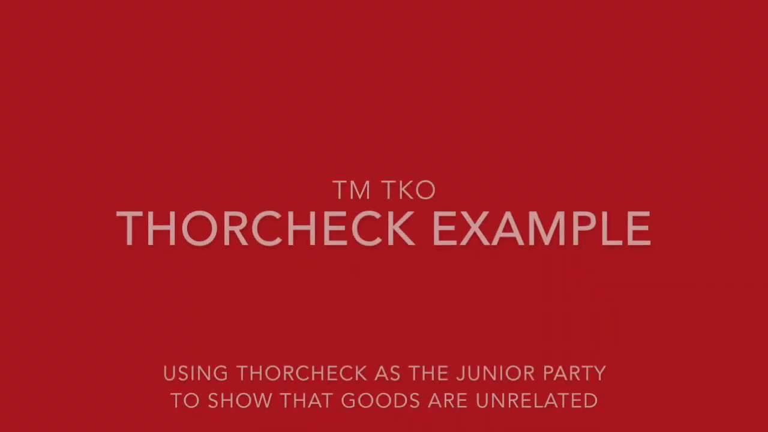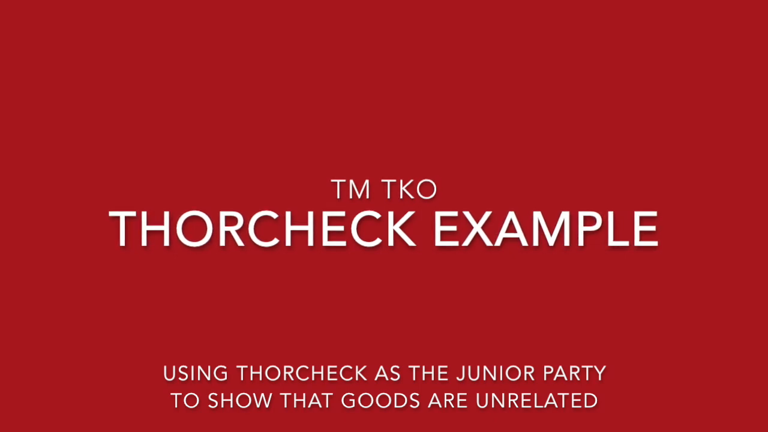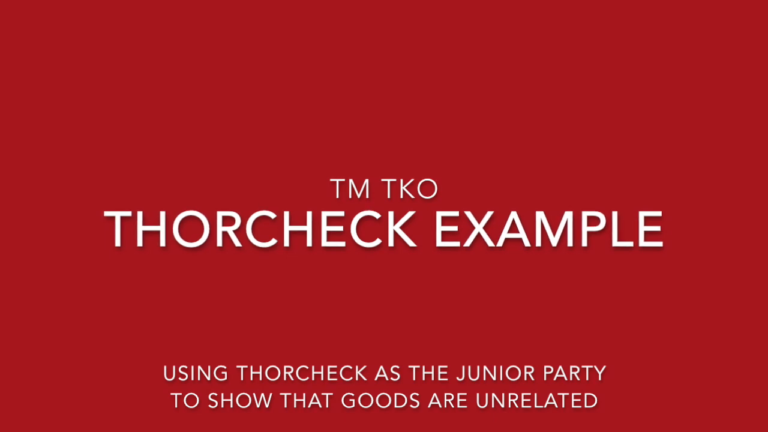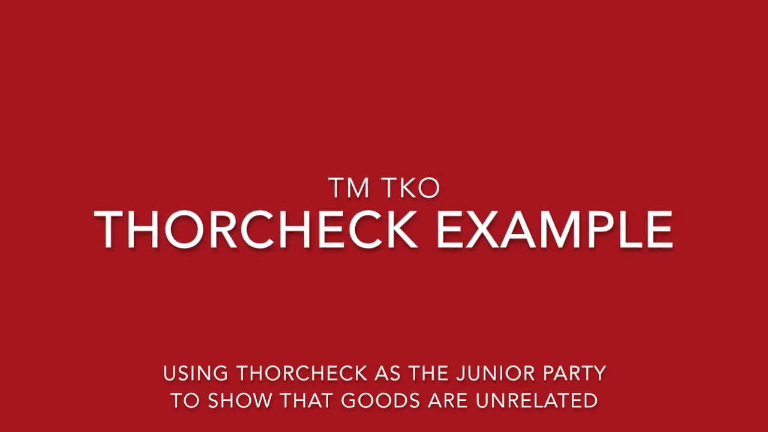This video shows you how to use ThorCheck as the junior party in a trademark dispute or 2(d) prosecution issue where the relatedness of goods is at issue. Getting a 2(d) refusal based on good-service relationships is frustrating as an attorney because you're put in a situation of having to prove a negative, the lack of a relationship.